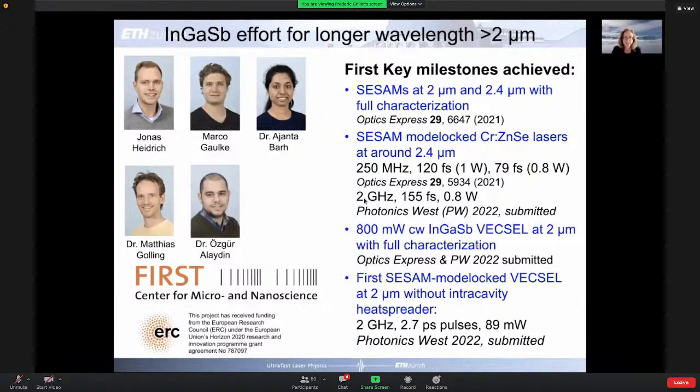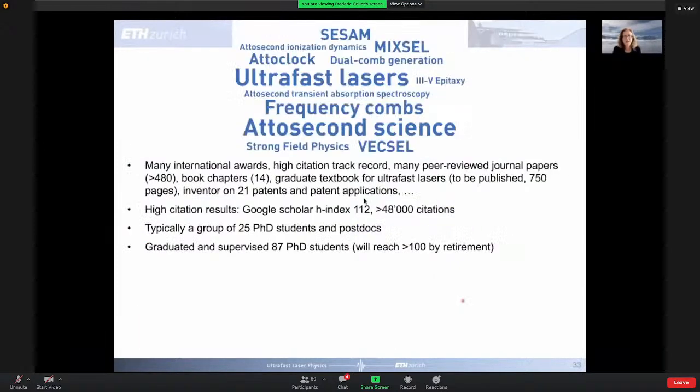We built VCSELs at 2 micron with 800 milliwatt CW output power, and we did the first mode locking without an intracavity heat spreader. In all cases, we built up the characterization for this work, and we hope we can keep pushing the results.